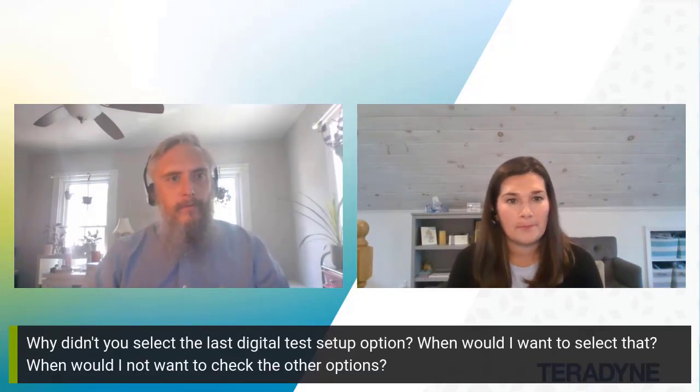Once you got into Test Studio, during the digital test setup, you checked all the boxes except for the hybrid relay option. Why didn't you select the last option, or when would someone want to select that? Or not check the other ones as well? So the test that I had demonstrated was a very simple test, and it only used the regular channel connections. It wasn't using any hybrid channel or hybrid relays. Therefore, I didn't need to give the programming of those hybrid relays over to Test Studio or to the program there.